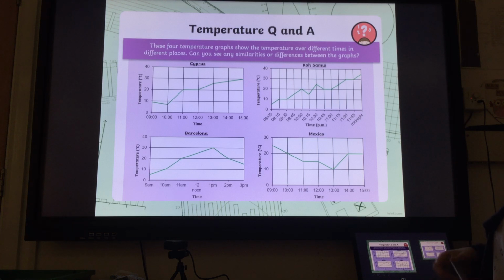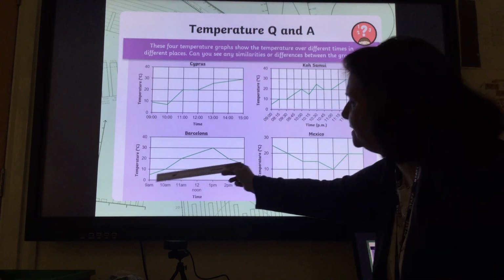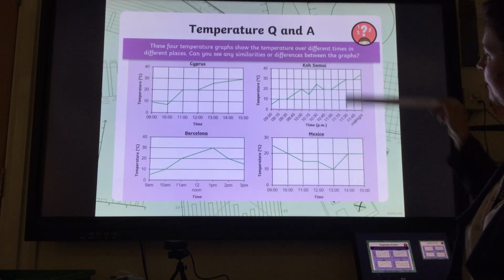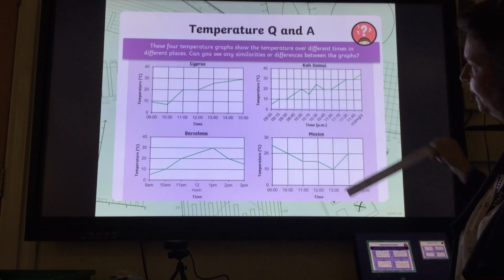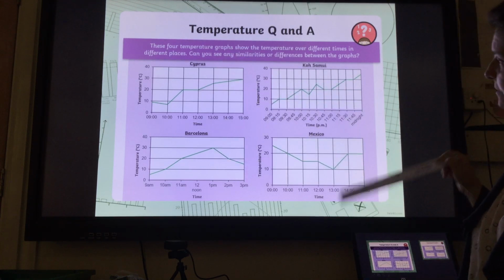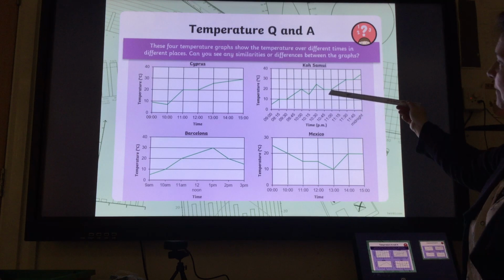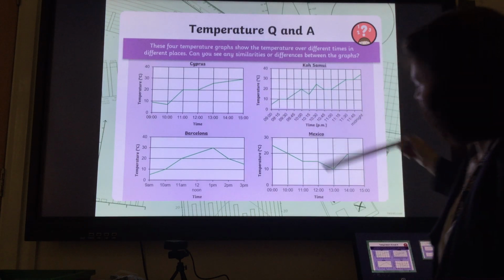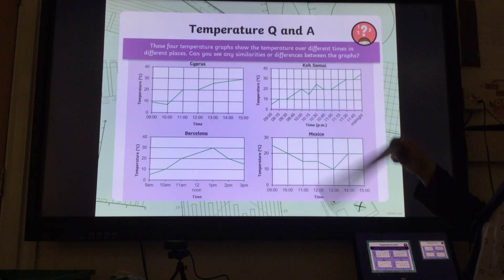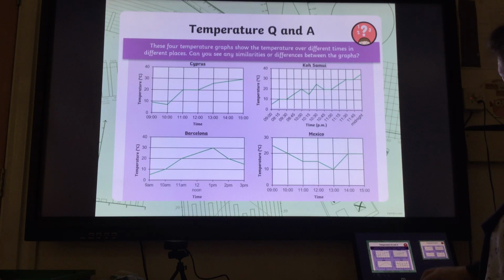There are some differences. We can also see that the actual graphs all look different. Some of them have steep lines going up, some steeper parts of it. They're all different shapes. They've all got different spiky parts on them. Some of them have got some flat lines on them and some of them haven't. So we've got all different types of graphs.